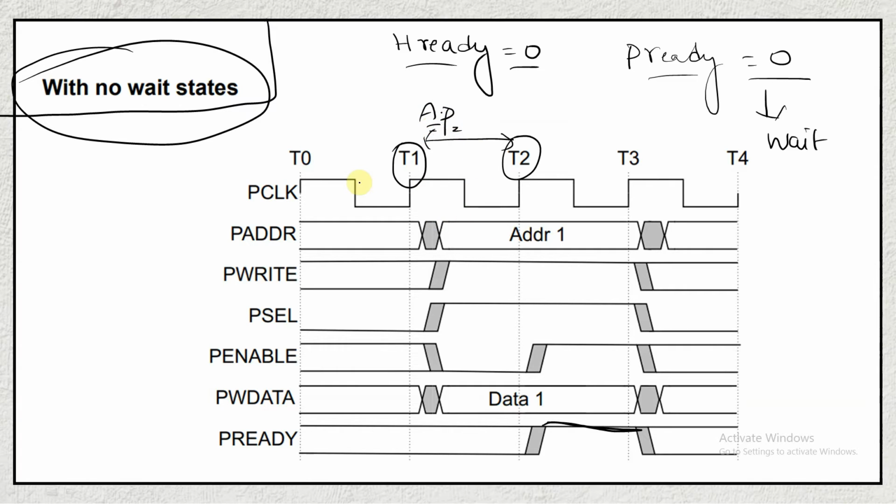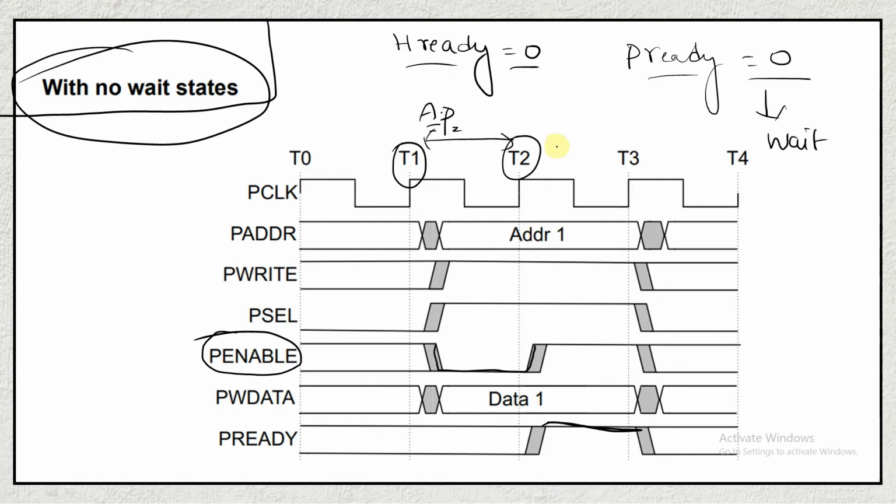How can I say whether it is an address phase or a data phase? You can observe the PENABLE signal. If your PENABLE signal is equal to 0, then it is an address phase. So whenever PENABLE is equal to 0, the master is performing an address phase, and the slave will come to know that the master has started the address phase.